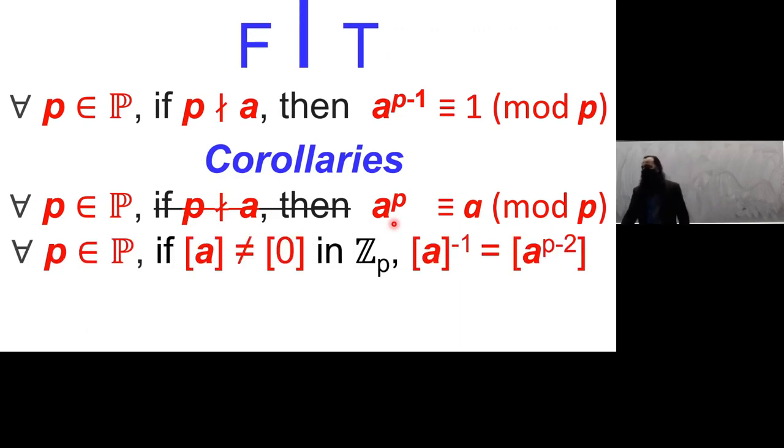Okay, here's another corollary. If P is prime and the congruence class A is not the zero class in the integers mod P, this set that I introduced on Wednesday, then the inverse of A is the congruence class A to the P minus 2. Do you see why that is? What do I mean by inverse?